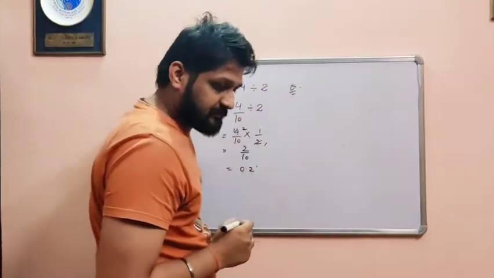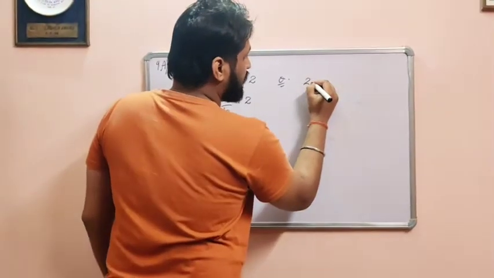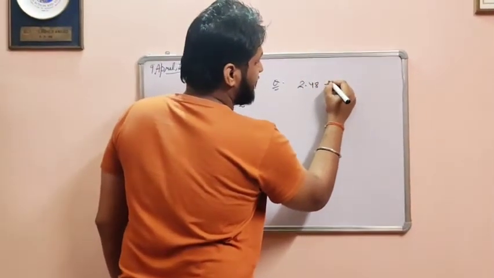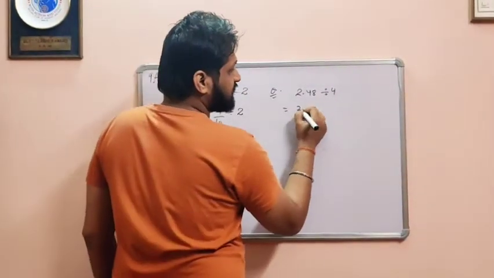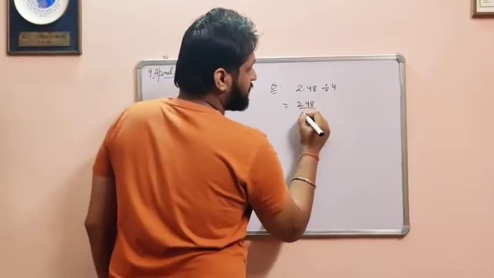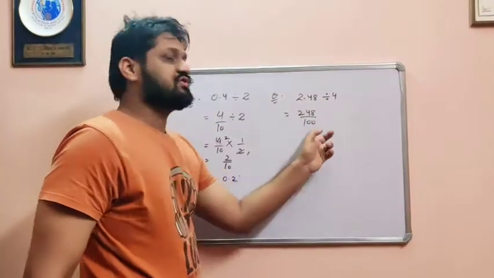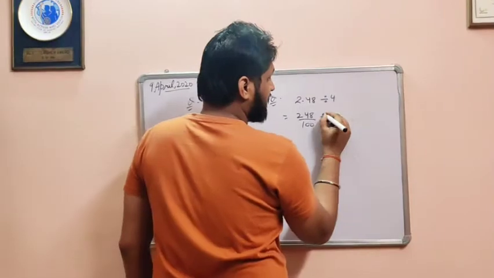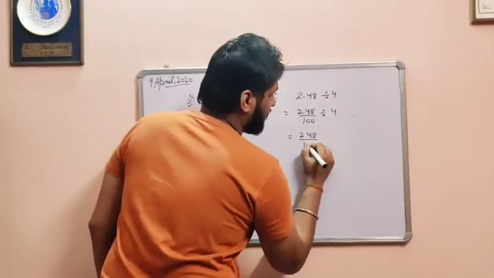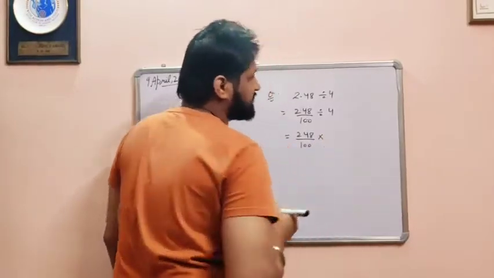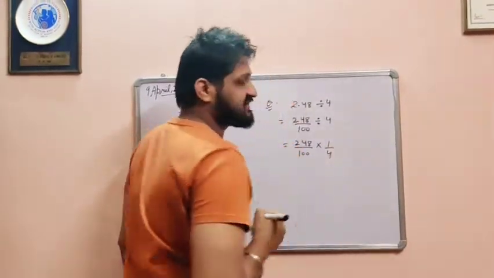See the next question. 2.48 divided by 4. Now how will you write this? 2.48 is 248 divided by 100. The decimal is at two places from the right hand side, so 2 zeros will be there, divided by 4. Now 248 by 100, the division sign will change into the sign of multiplication, and this 4 will become the reciprocal.